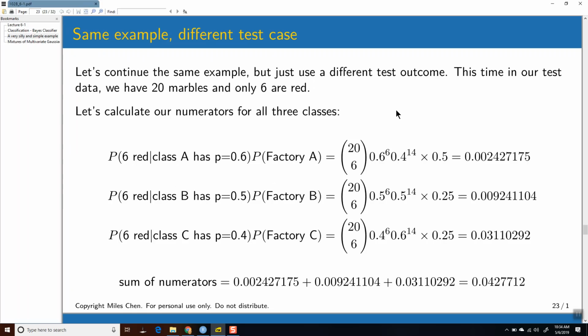We're going to do the same example, just with a different test outcome. Say we open our bag, and this time only 6 of them are red. 6 out of 20 are red. So we go through and do our calculations. What's the probability of getting 6 red if factory A has a fill proportion of 0.6, versus factory B has a proportion of 0.5, and factory C has a proportion of 0.4? And we do these calculations.